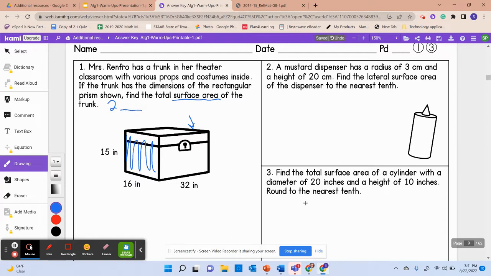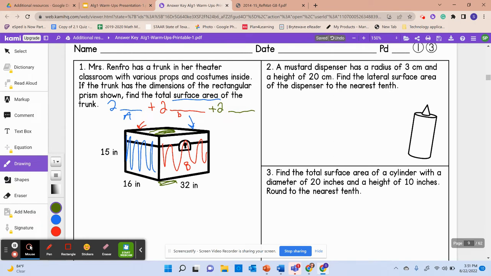Let's call them side A. And then we're going to have two, because the back side over here will match exactly. So plus two of those. I like to label things, so I'm going to call that B. And then we're going to have the top and bottom. So there's going to be plus two of those.